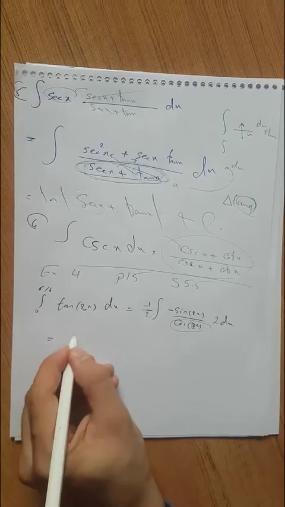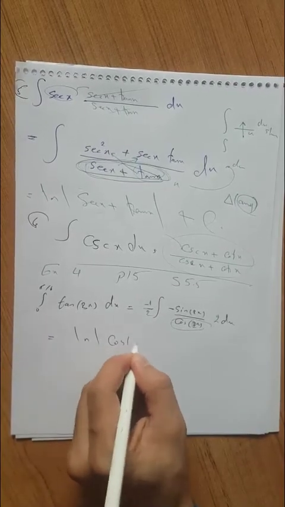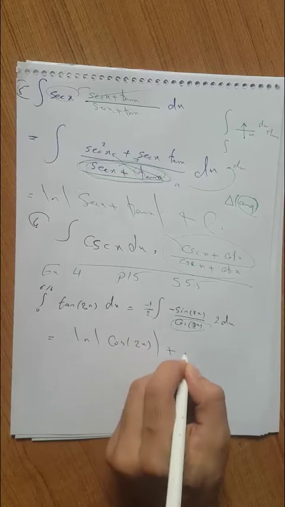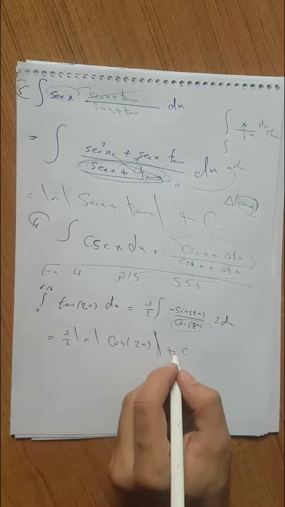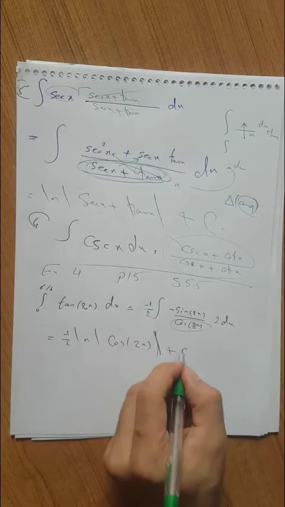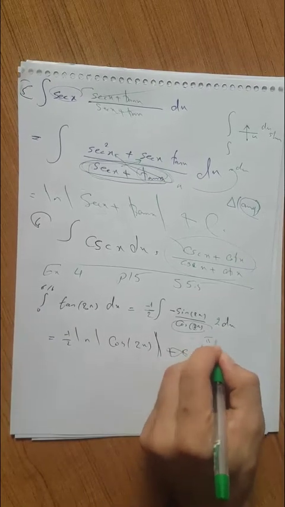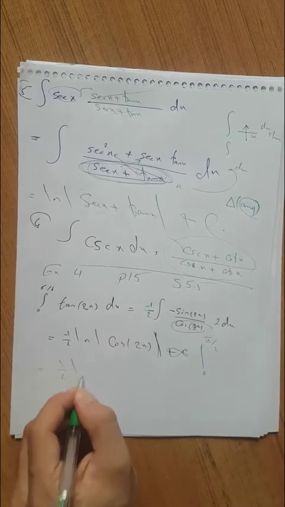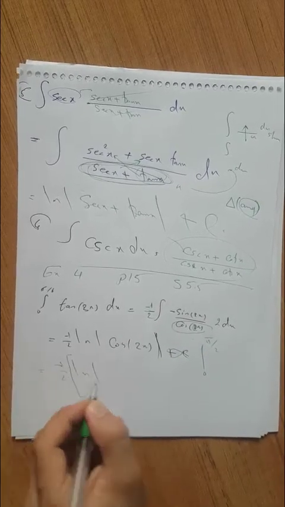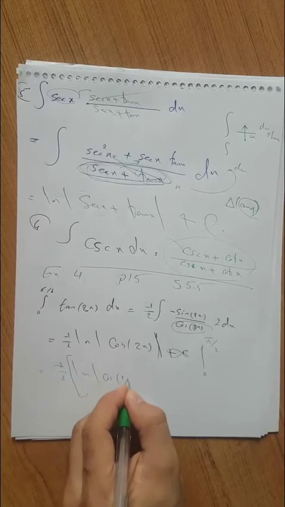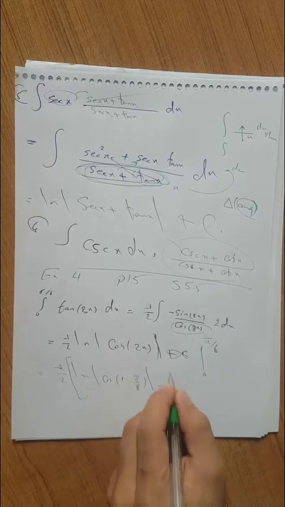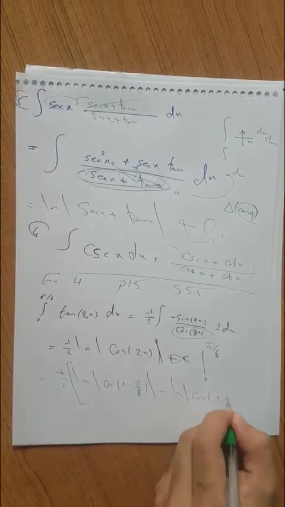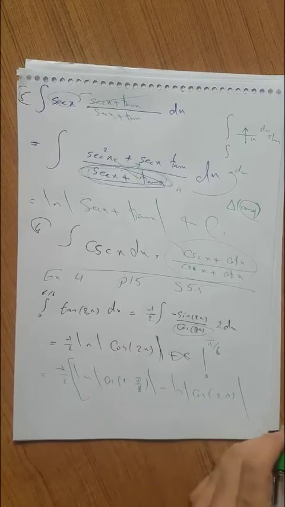So directly you can say it is equal to ln of the denominator, with minus 1 over 2 here. That's all. But we have limits from 0 to pi over 6. Just put the pi over 6 here. So you get cosine 2 multiplied by pi over 6, minus ln of cosine 2 multiplied by 0. That's all you have. You can do it and you can find the result.